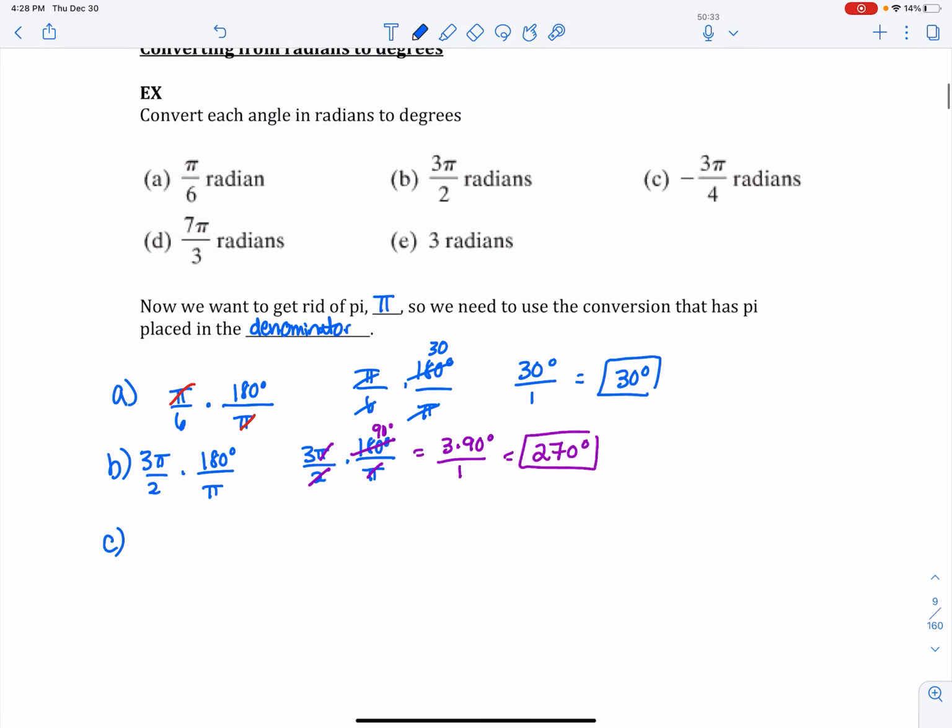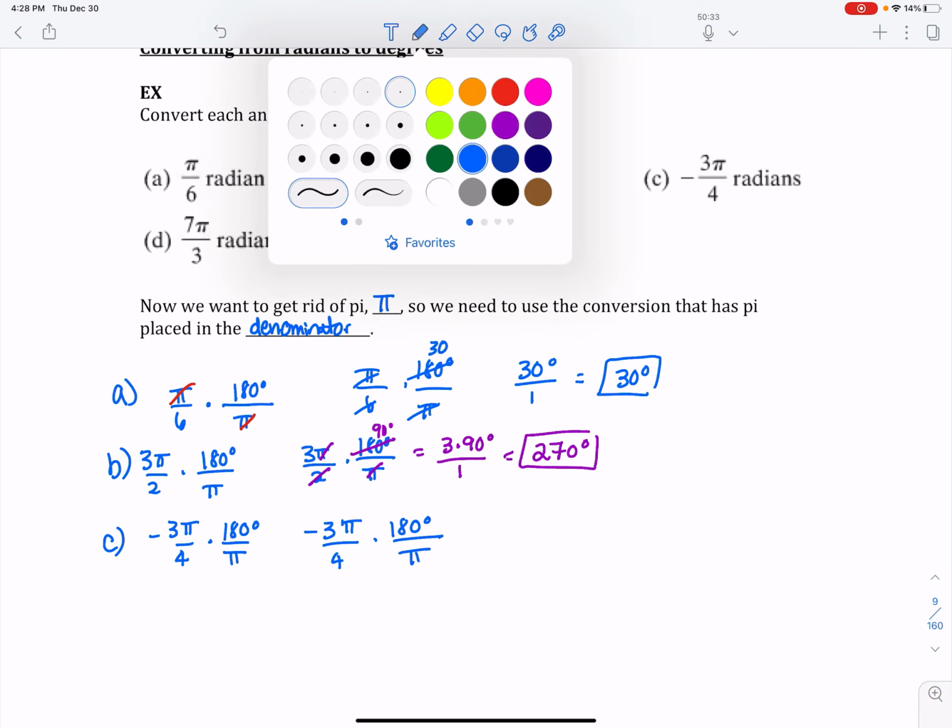C asked me to do negative 3 pi over 4. So once again, I want my answer in degrees. So I'm going to put pi in the denominator. So now we're going to reduce some things down. I know that 4 goes into 180 evenly because if you break 180 in half, you get 90, and half of 90 is 45. That's how I knew that.